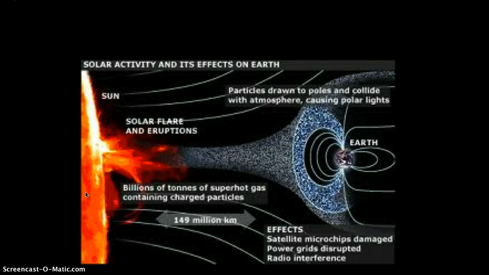These three stages can take as long as a few seconds or as long as an hour to build up and erupt. So when the solar flare erupts, it has radiation with it. And this radiation travels to Earth, and then it can damage satellites, radios. It can't exactly damage the radio, but it can interfere with the radio. And satellite microchips can be damaged, and that is not great because it can interfere with many things that we need to know about our planet.